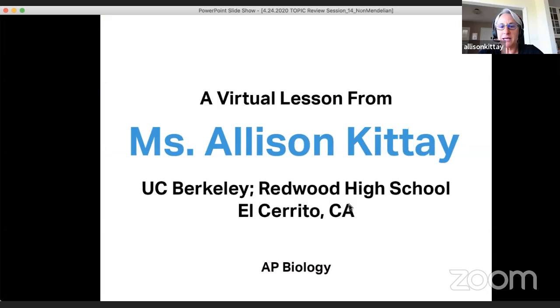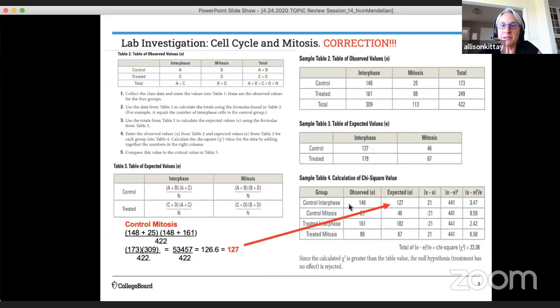I'm Allison Kate, and before we get going with today's topic, I want to go back, and I promised you the last time we were together that I would give you a correction for some techniques and math errors when I originally presented this chi-square analysis that is used with the mitosis and onion root tips lab during the presentation on Tuesday.